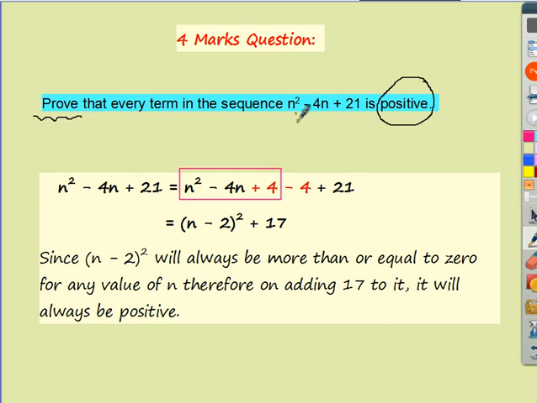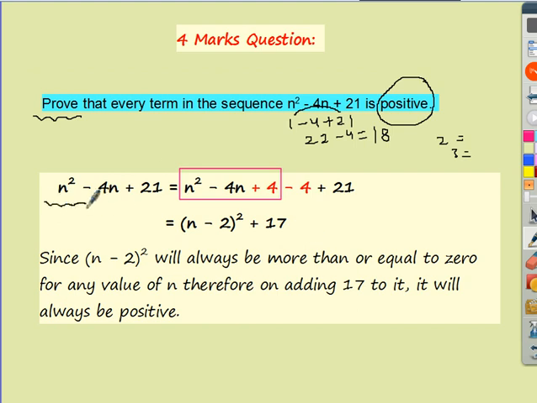Some children find the terms. The first term will be 1 minus 4 plus 21, so it will come 21 plus 1, 22 minus 4 is 18. Then you can try with 2, you can try with 3, then you can try with 4. Now how many terms will you try? The question says every term. So here it is n square minus 4n plus 21.